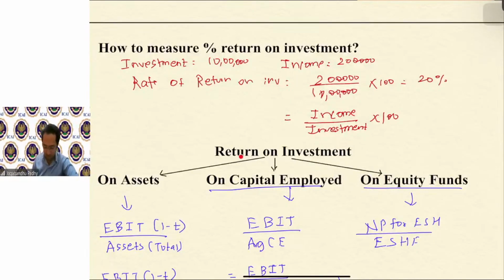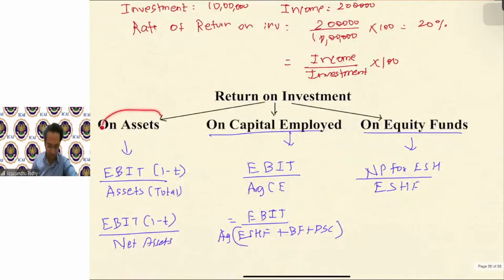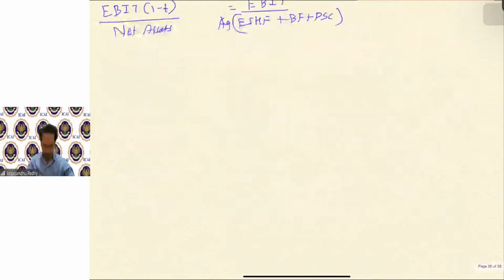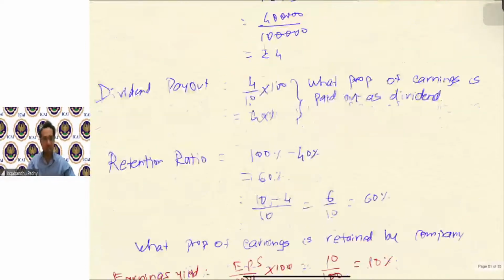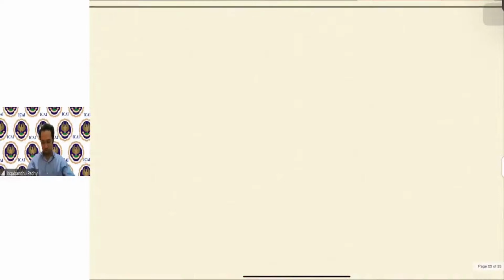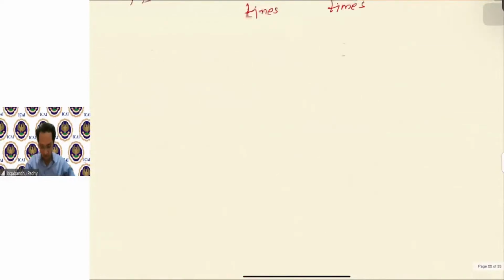Now, return on investment, we can compute on assets. So it will be EBIT (1 minus T) upon assets. On capital employed, it is EBIT upon average capital employed. Then on equity funds, you will look at net profit for equity shareholders divided by equity shareholders' funds. Similarly, we had market ratios, which were talking about EPS, dividend per share, dividend payout, retention ratio, P/E ratio, right? So all those aspects we had covered till now.